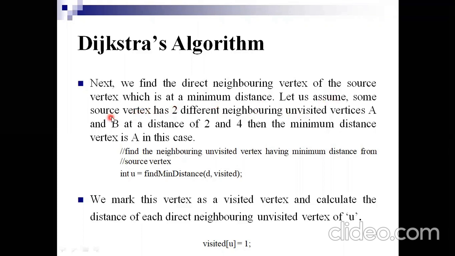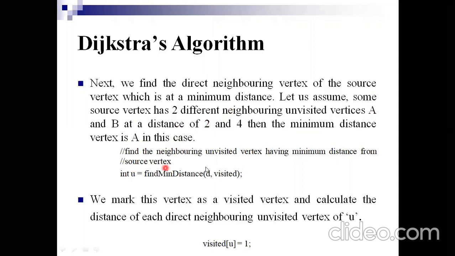So for some source vertex, as an example I am taking, if there are two neighboring unvisited vertices, A and B, which are at a distance 2 and 4, so which one should you select out of this? So I should now select the vertex which is having minimum distance. So it is 2, right? So 2 corresponds to which vertex here? The 2 corresponds to now vertex A, right? So then the minimum distance is now A vertex in this case, because the distance of A is 2 and that is the minimum one.